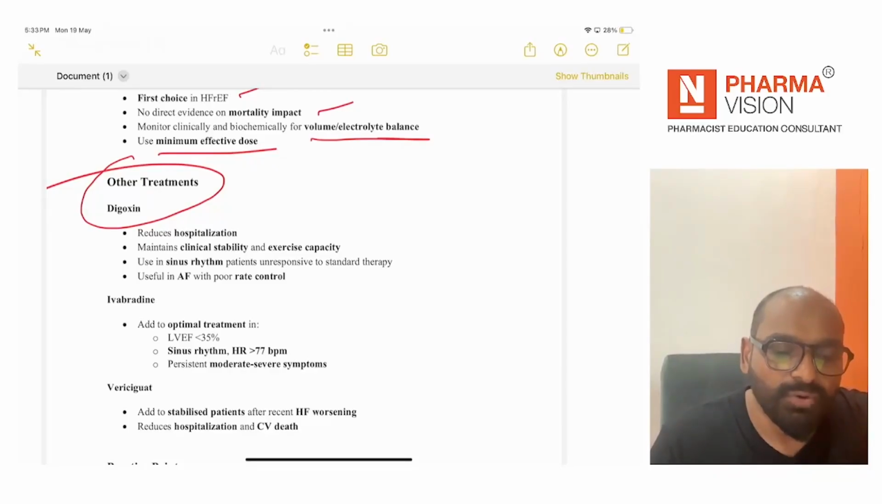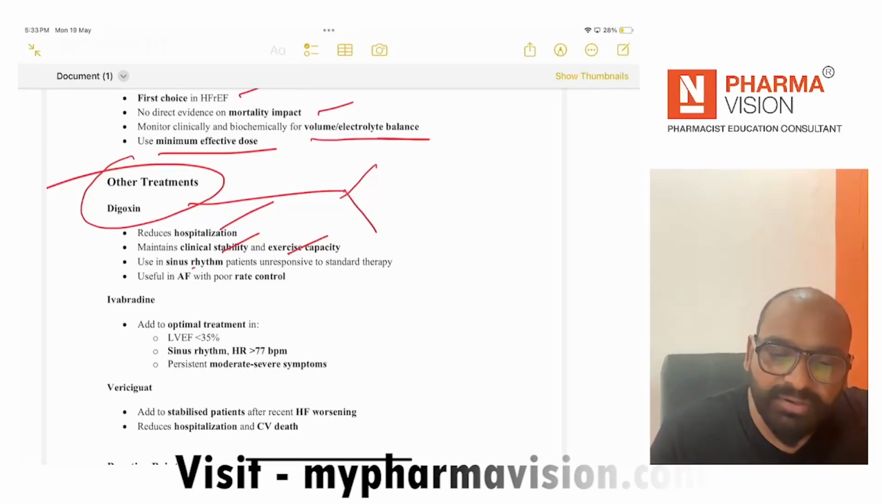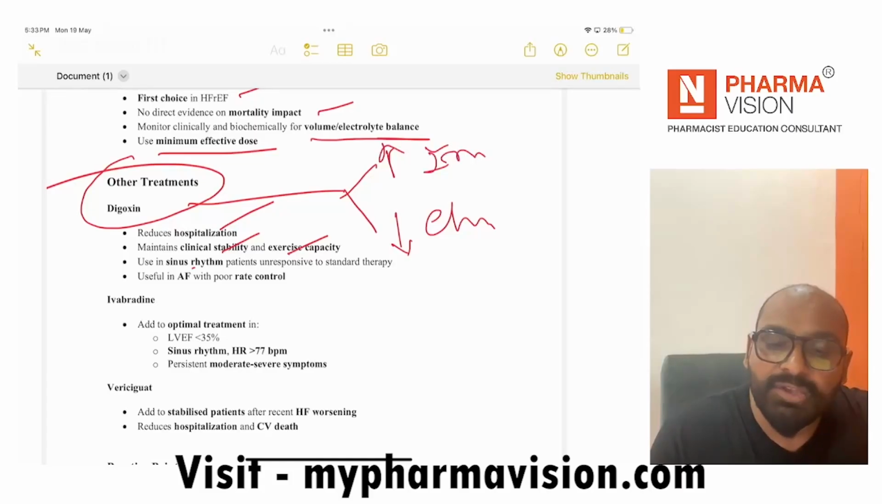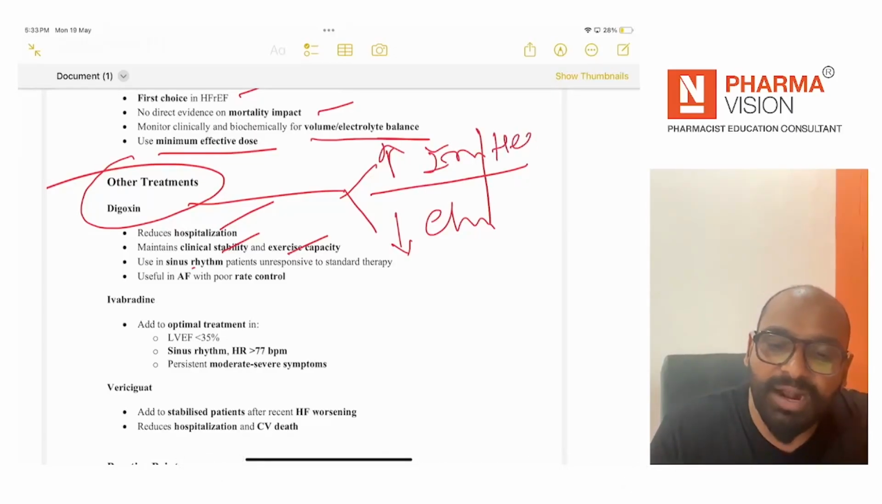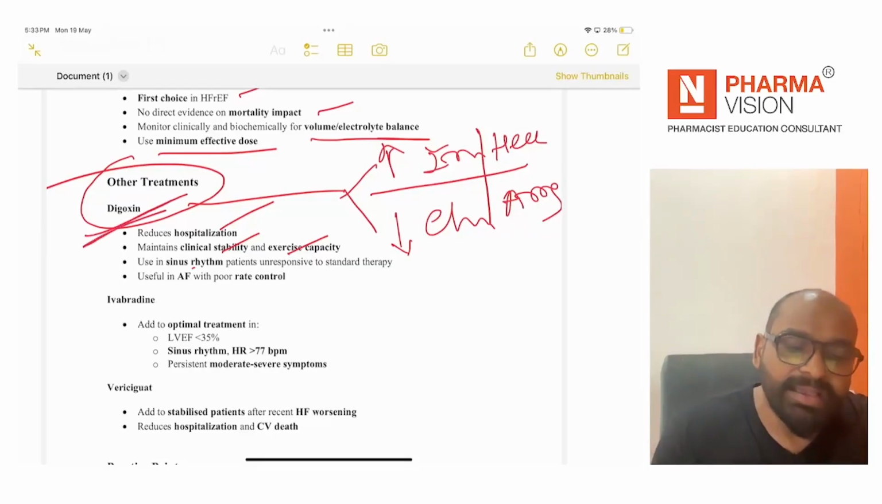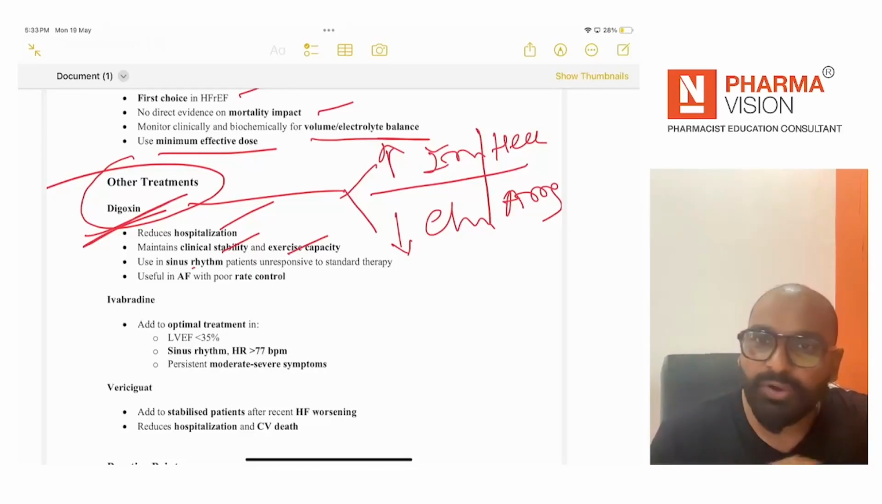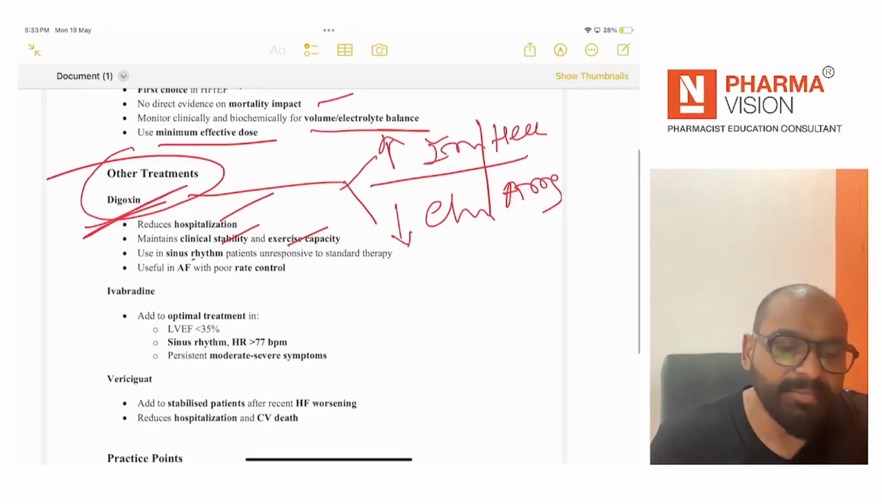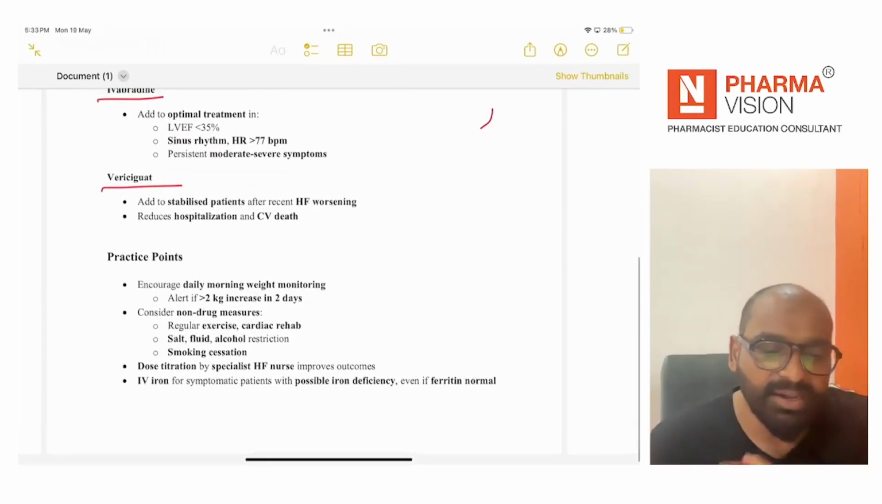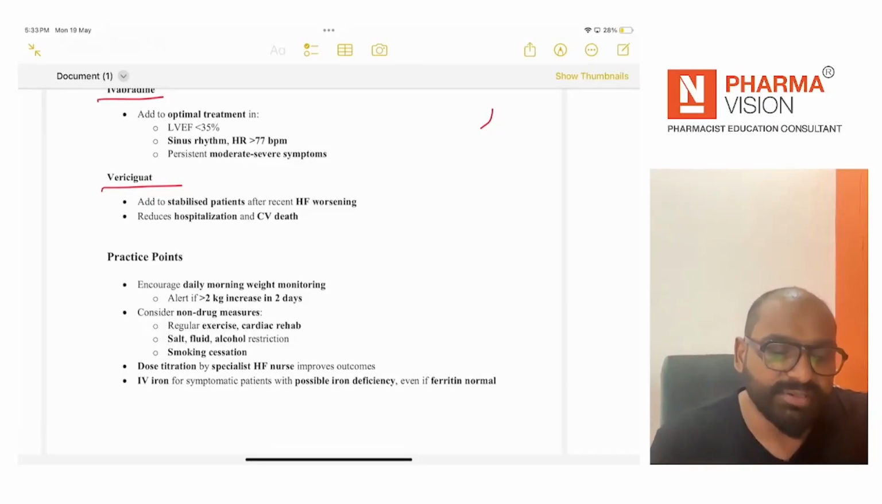It reduces hospitalization, improves clinical stability, and increases exercise capability. Digoxin is a very unique medication. It has a negative chronotropic and positive inotropic effect. Positive inotropic is why it is used for heart failure. Negative chronotropic is why it is used for arrhythmia. That's why this is a very unique medication, with a low therapeutic window and very high chances of toxicity. We are also going to touch upon ivermectin and this medication as well, but that we will discuss in the coming class.